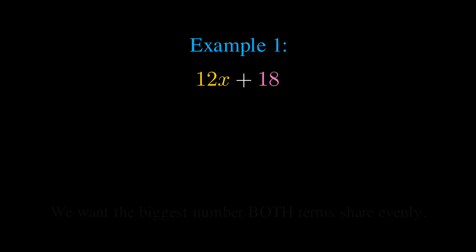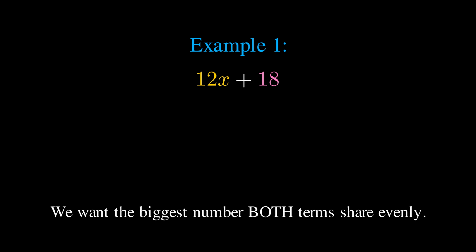We are learning how to factor out the greatest common factor, also called the GCF. Factoring means pulling out what all the terms have in common. Look at example 1. We have 12x plus 18.